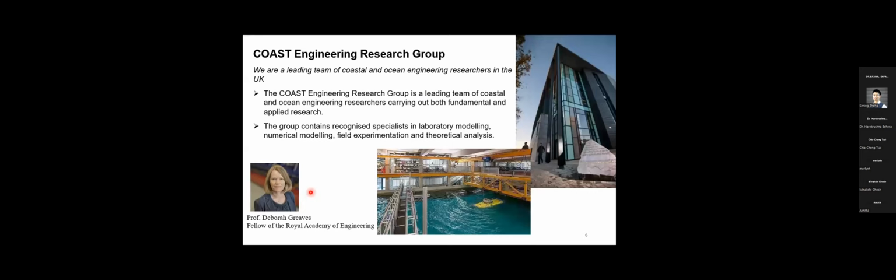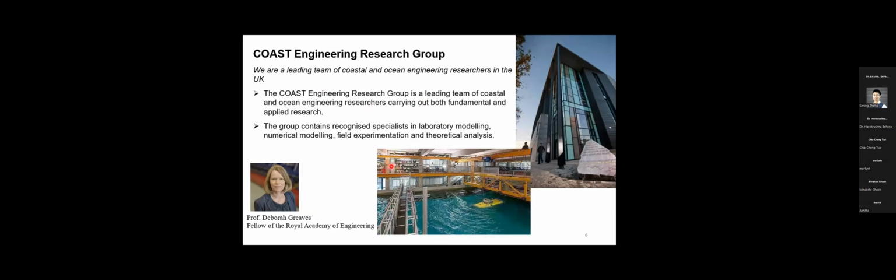The research areas in our school cover civil and coastal engineering, mathematical science, etc. We have a series of state-of-the-art facilities, such as the Coast Lab, the High Performance Computing Center, etc. Our research group is called the Coastal Engineering Research Group, led by Professor Deborah Greaves, who is a fellow of the Royal Academy of Engineering in the UK. Our research group is a leading team in coastal and ocean engineering. We have experts in laboratory modeling, numerical modeling, and theoretical analysis.